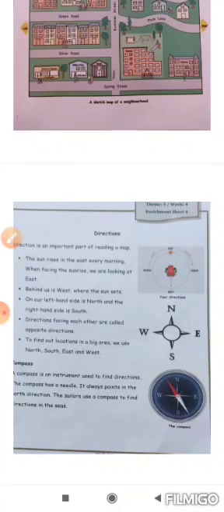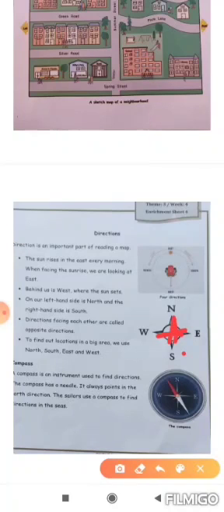Directions facing each other are called opposite directions. They are facing each other. West faces east, east faces west, and north faces south, and south faces north. These are called opposite directions. East, west are called opposite directions. To find out the location in a big area, we use north, south, east, west.